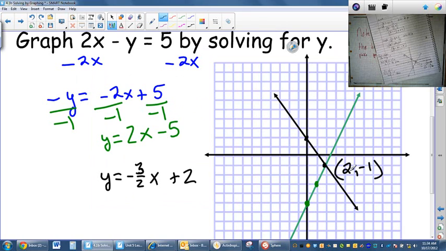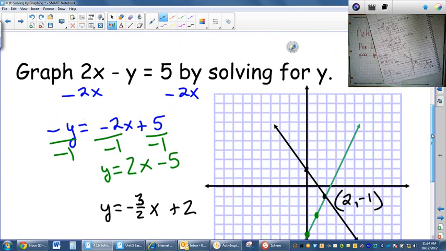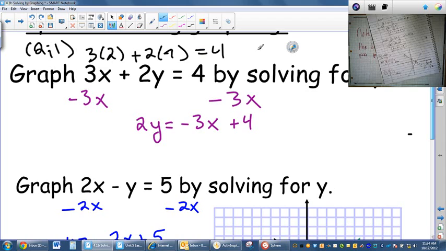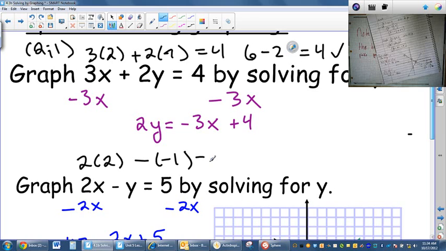That's right. So once again, we can check our answer. 2, comma, -1. Let's plug it back into our original equation. So we get 3 times 2 plus 2 times -1 equals 4. So we get 6 minus 2. Is 6 minus 2 equal 4? No. Now here we get 2 times 2 minus -1. So we get 4 plus 1. Does 4 plus 1 equal 5? Yes.